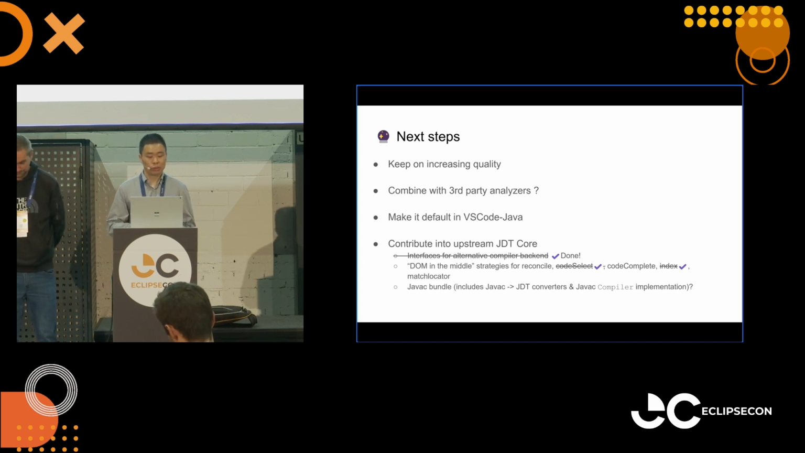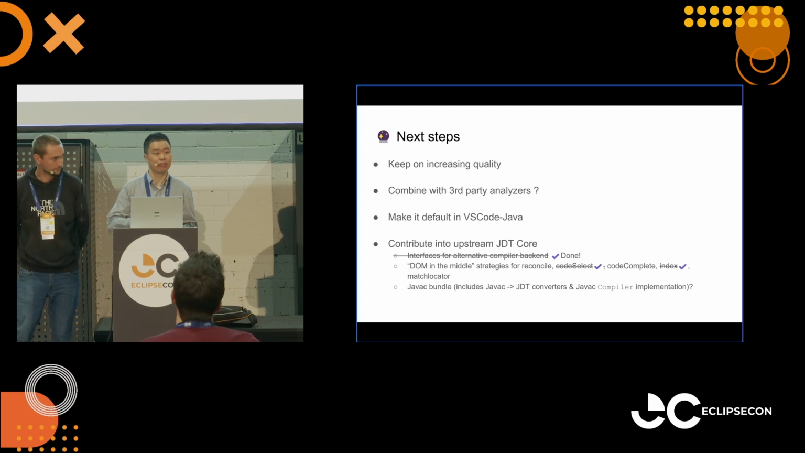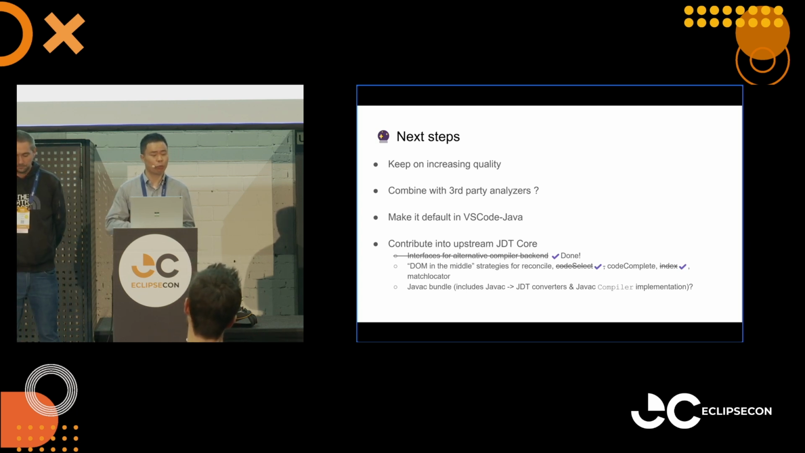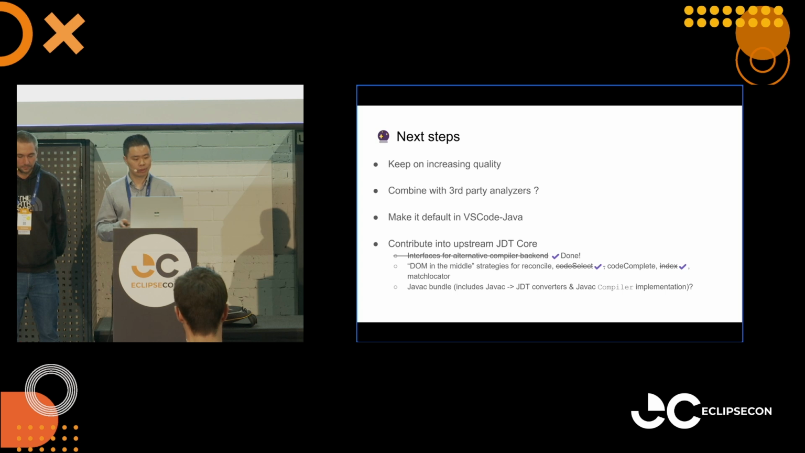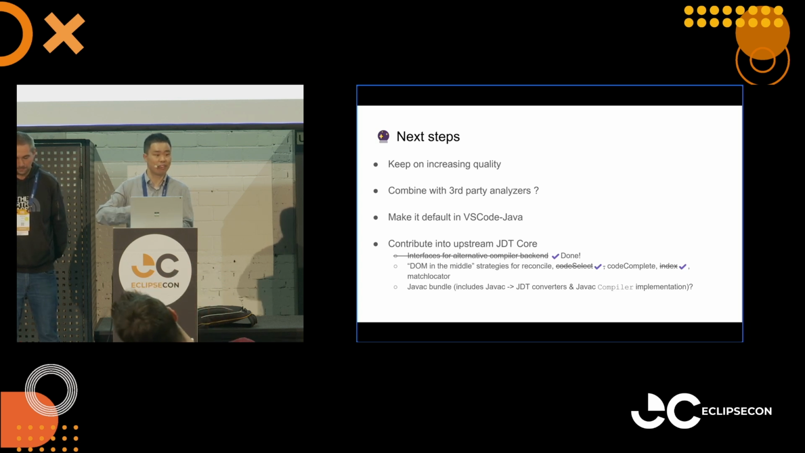I'm going to show the next steps, looking ahead for this project. In the current progress, we have reached our first MVP and given a preview release in vscode-java. We are going to keep improving the quality and make it more stable. At the same time, we are considering combining it with third-party analyzers, such as FindBugs, with Javac in the JDT language server. We are also going to make it the default compiler in vscode-java in the future. The last one is to contribute our Javac work back to upstream JDT core to benefit more users.